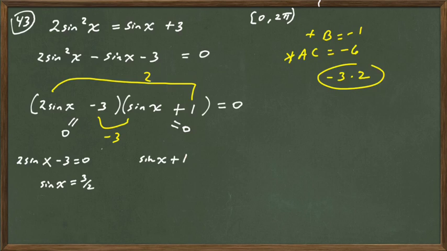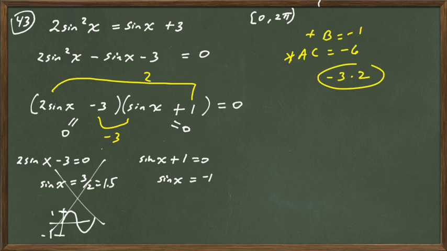If I have sine x plus 1 equals 0 and I subtracted 1, you'd get this. Is that correct? Yeah. Okay. There is no value where the sine is 3 over 2. 3 over 2 is 1.5. What's the biggest that a sine wave goes to? 1. So it never gets that big. This one does not have a solution on the left.